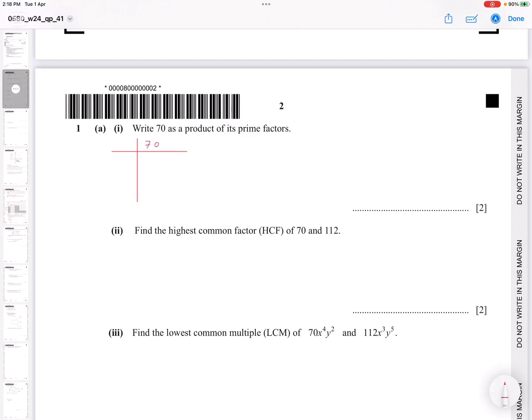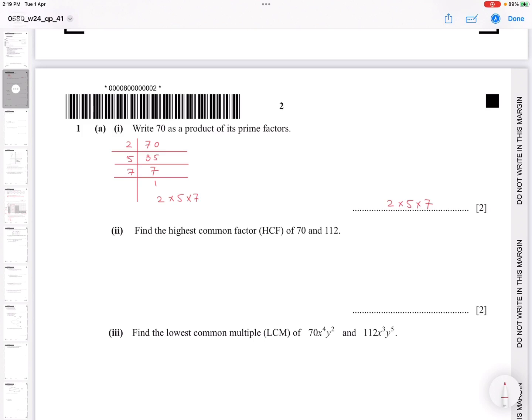So 70 can be divided by 2, so 35, and divide 35 by 5, it is 7. So 7 times 1 is 7. So 2 into 5 into 7. This is our prime factors.